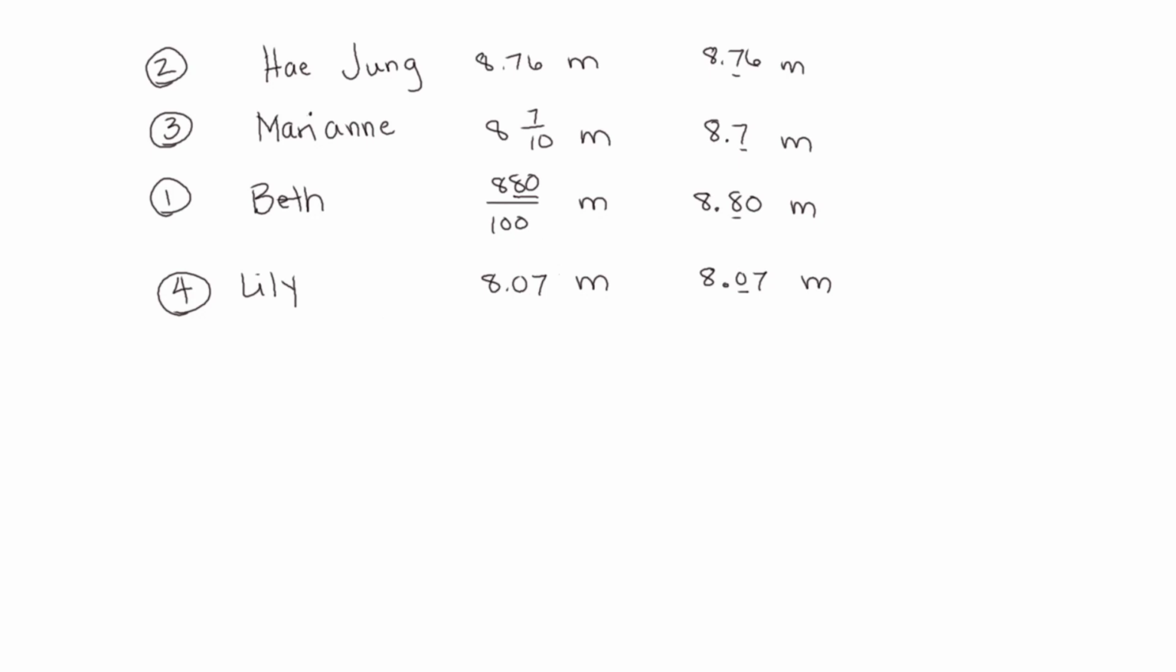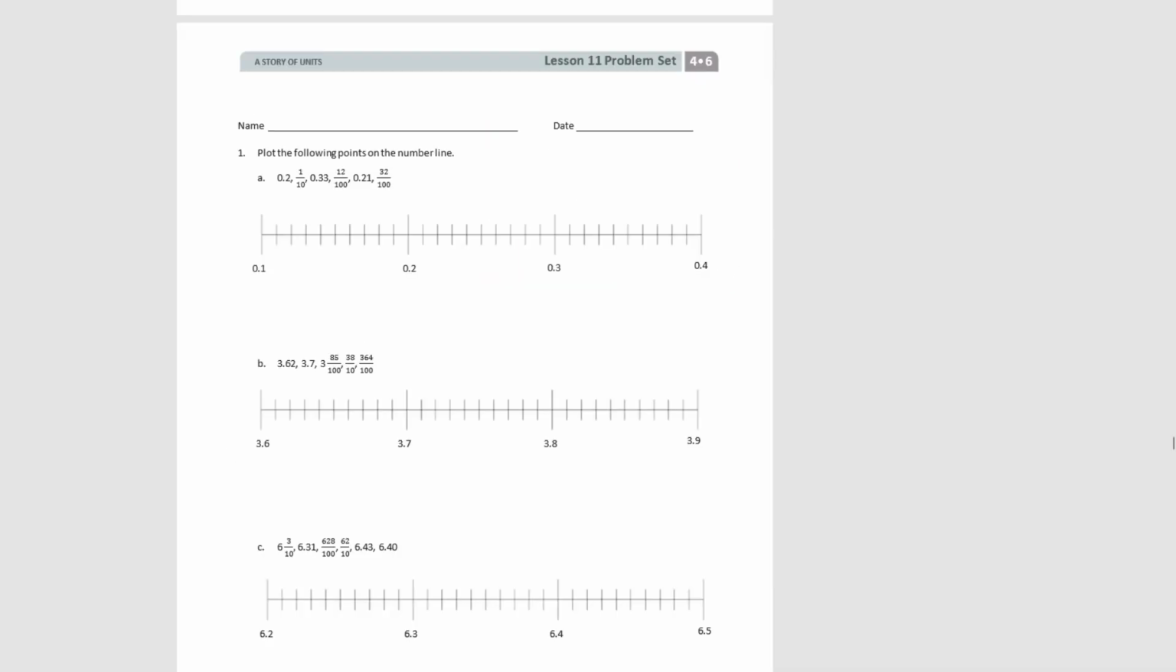So we can use what we've learned here to also help us solve word problems. So let's try some problems in a problem set. So for number 1, we're going to plot the following points on the number line. So the number line's been drawn for us. And again, you need to use the strategy of turning all of the numbers into the same units. So you could either choose decimals, or you could choose fractions, or you could turn them all into unit form.